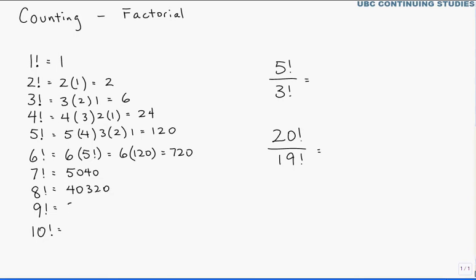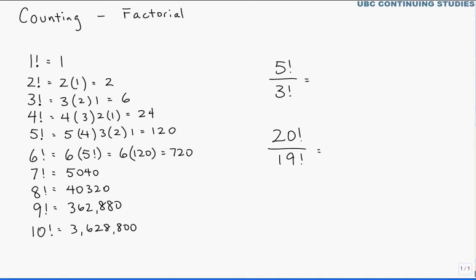9 factorial is 362,880. And 10 factorial, we just have to add a 0 to that. That's pretty easy. 3,628,800. And it goes on, and as I said, they get very big very quickly. Now, before I really get into what these things are good for, let's just take a look at a little bit of arithmetic using factorials.